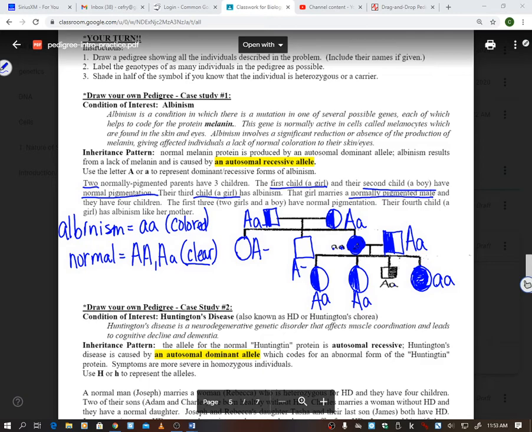There is a chance that they are carriers. We don't know. And that is where the problem lies. We don't know, and they don't know. So they might have to go and get some genetic testing done if this were something serious.